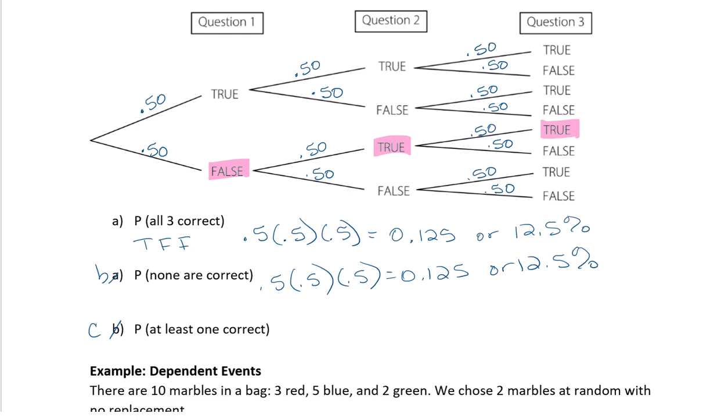Now, in the last part, which should be C, what's the probability at least 1 is correct? So if we think back, remember that the probability of at least 1 is the same thing as 1 minus the probability of none. And we've already found the probability of none in that second part there. So we can do 1 minus 0.125, which gives us 0.875, I believe, or 87.5%, which makes you feel pretty good. We have an 87.5% chance of getting at least one of the questions correct.